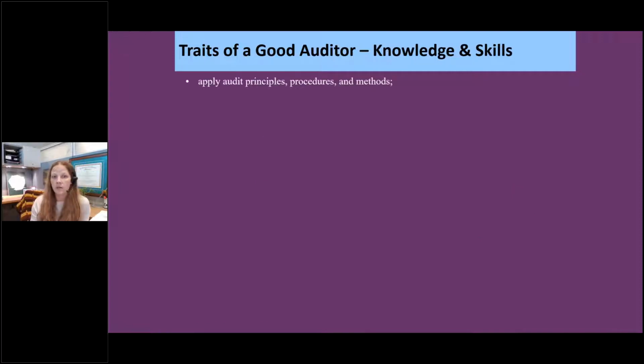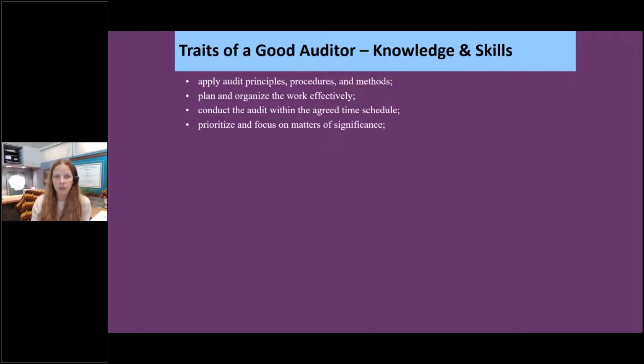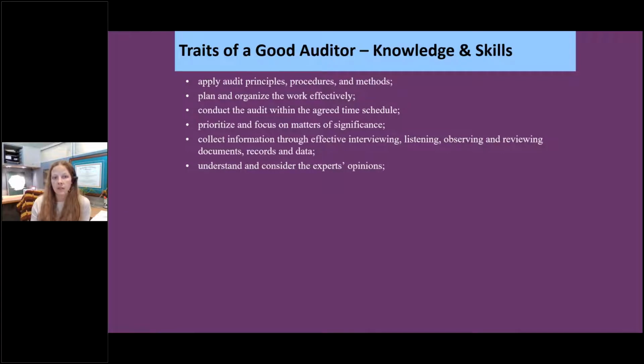And then traits of the knowledge and skills of a good auditor, you want them to be able to apply auditing principles, procedures, and methods. You want them to be able to plan and organize the work effectively, conduct an audit within the agreed time schedule, prioritize and focus on matters of significance, collect information through effective interviewing, listening, observing, reviewing documents, records, and data. You have to understand and consider experts' opinions and understand the appropriateness and consequences of using sampling techniques for auditing.